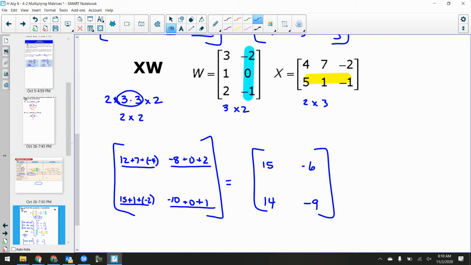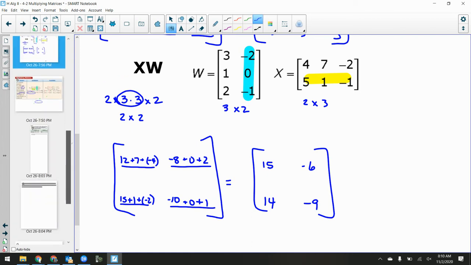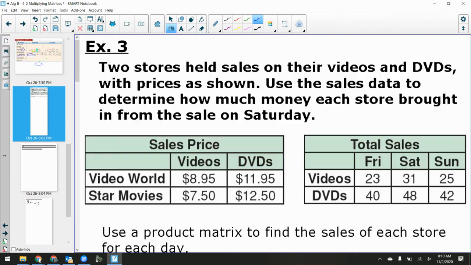Oh, yeah. We got to do a word problem with it. Yes, we have to. It's so much fun. The 2 stores held sales on their video and DVD sales with prices as shown. Use the sales data to determine how much money each store brought in from the sale on Saturday. Okay. Use a product matrix to find the sales of each store for each day.